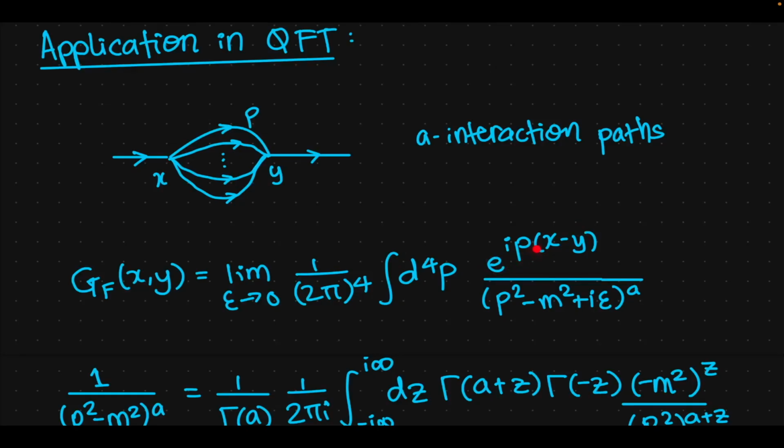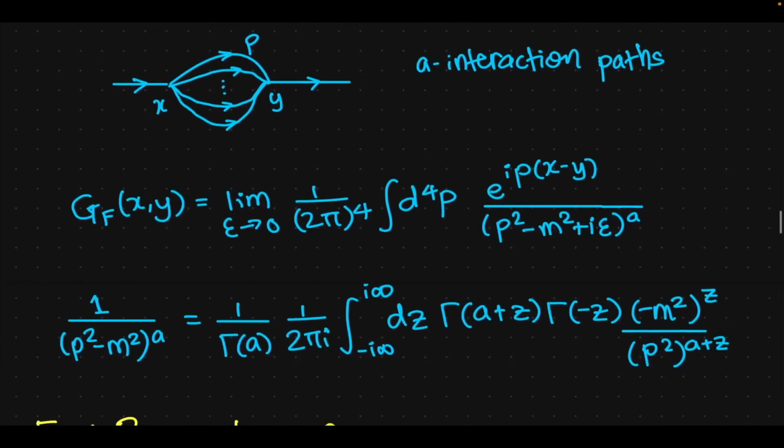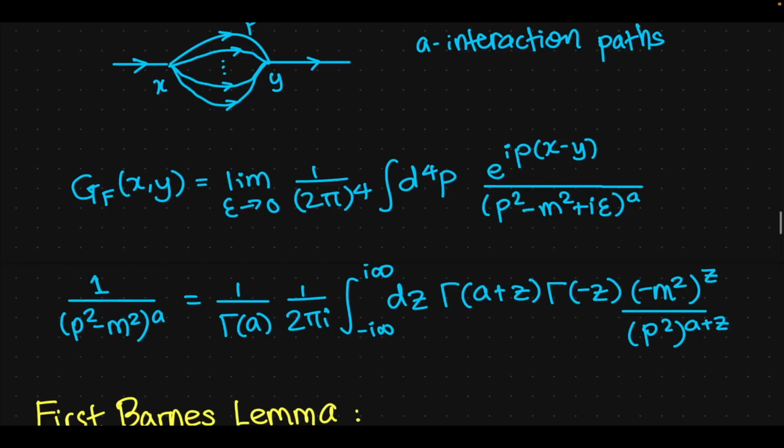So if you're in Minkowski space, you would have that Minkowski signature, divided by p squared minus m squared plus i epsilon, the whole thing to the a power, where m is actually the rest mass that's in the kinetic term of your Lagrangian scalar expression. I'm again assuming this is a scalar field theory just for simplicity's sake.